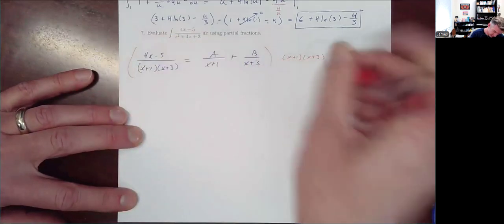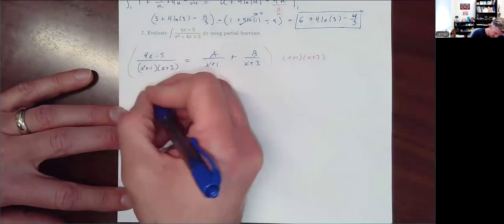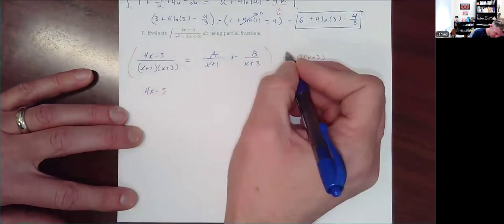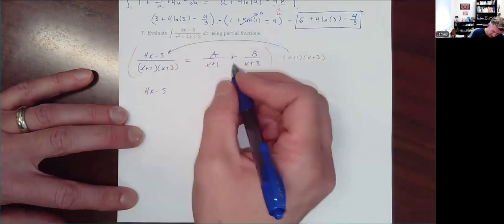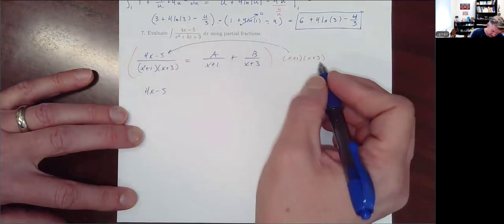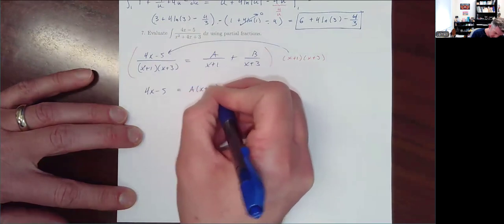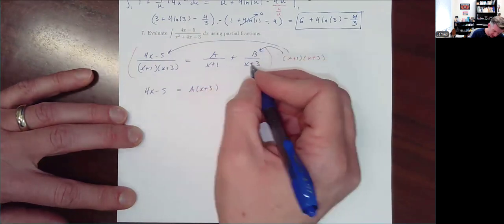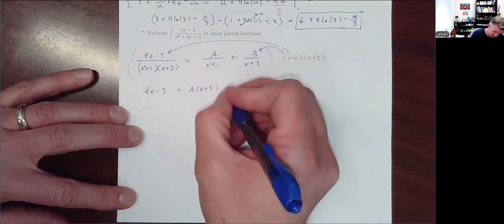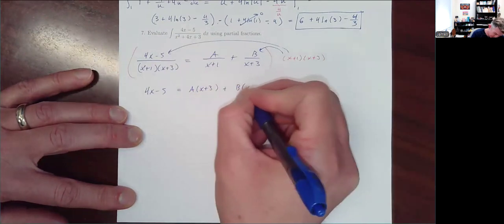On the left-hand side, we just get the numerator, right? Because we're distributing to there. On the right-hand side, a over x plus 1 times x plus 1 times x plus 3: the x plus 1s cancel, and you get a times x plus 3. Here, if you multiply b over x plus 3 times x plus 1 times x plus 3, the x plus 3s cancel, and you get b times x plus 1.